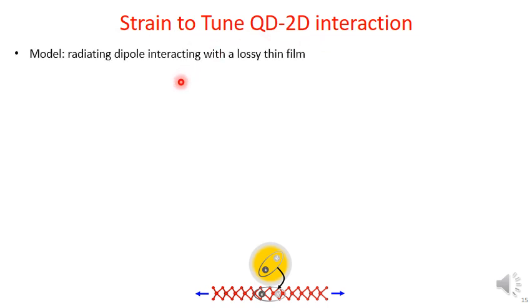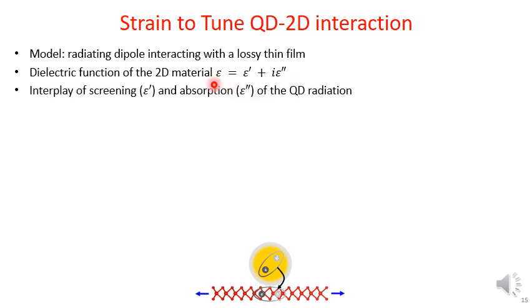Our model uses a radiating dipole interacting with a lossy thin film, which is a two-dimensional material. The dielectric function of the 2D material is known, and there's an interplay of screening by the two-dimensional material and absorption by the two-dimensional material of the quantum dot radiation. We will see that it's basically dominated by the absorption part.